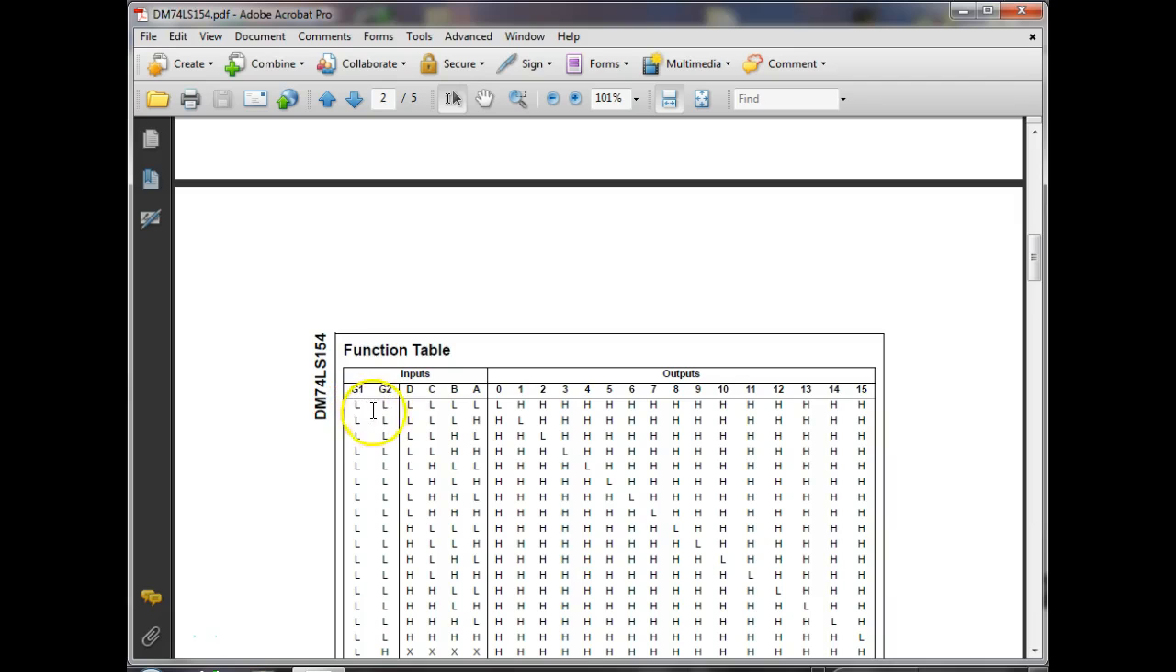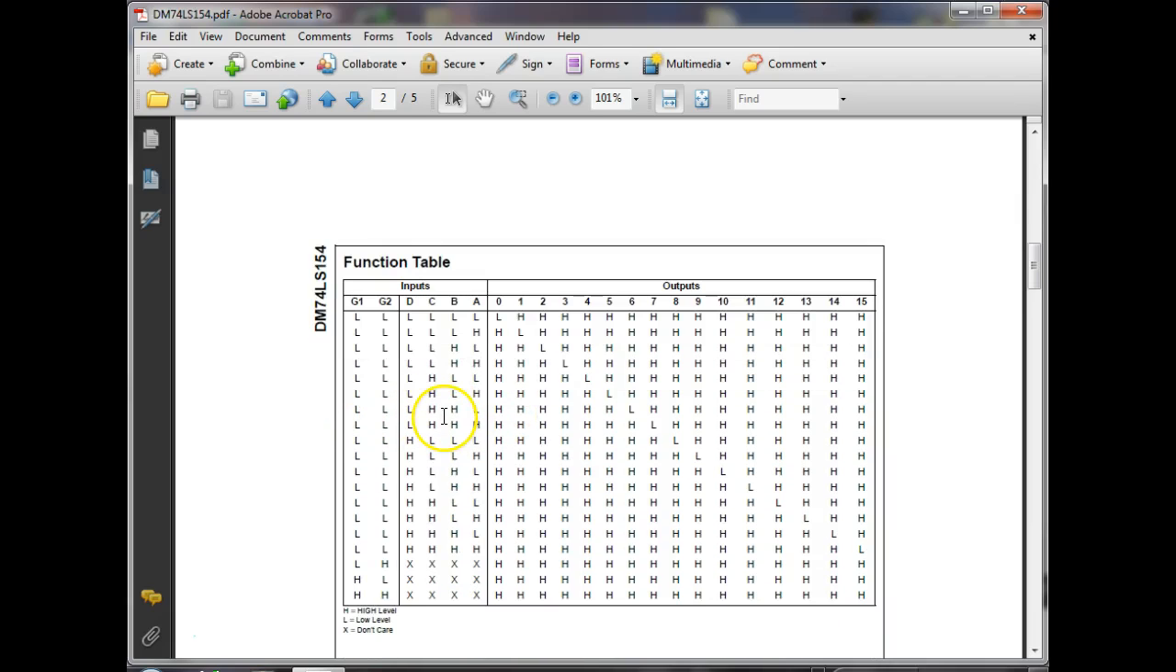So this says if G1 and G2 are low and all the inputs are low, then output 0 goes low. We can go all the way up to output 15. They're all low, output 15 goes low. If G1 is high, then everything is what? Don't care, yeah. If these two are high, then it doesn't care, and all the outputs go high. So these are decoders, right? Make sense?